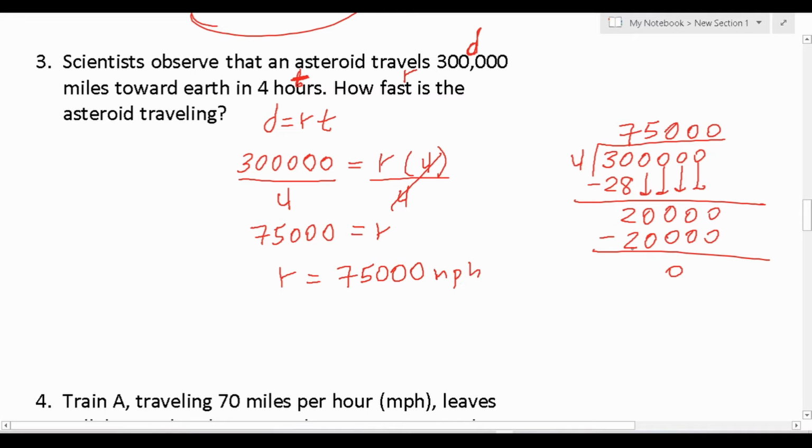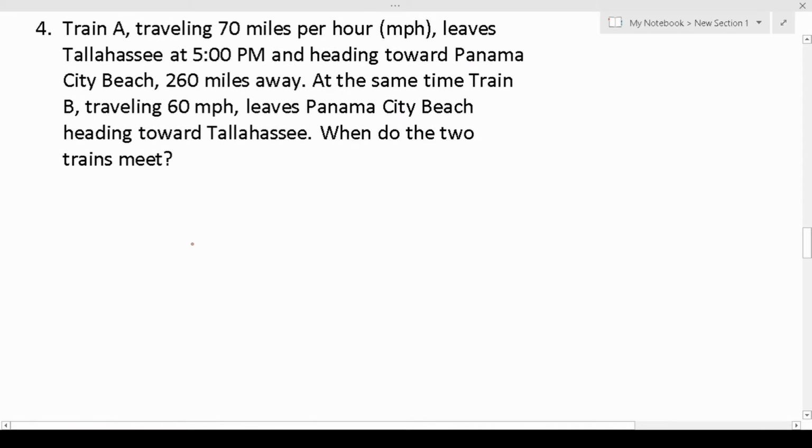Okay, so that was that one. All right, for question 4, you can see it says train A traveling 70 miles per hour leaves Tallahassee at 5 p.m. and heading toward Panama City Beach, 260 miles away. At the same time, train B traveling 60 miles per hour leaves Panama City Beach heading toward Tallahassee. When did the two trains meet?